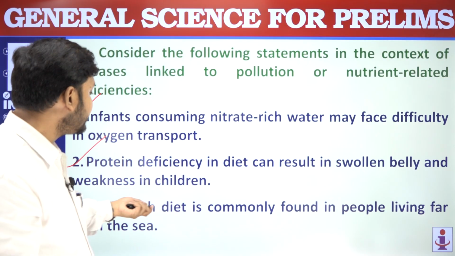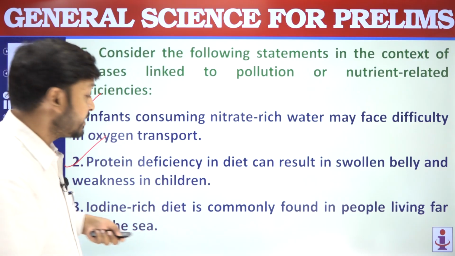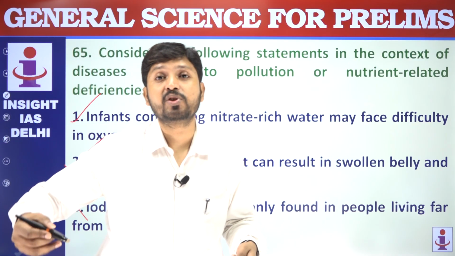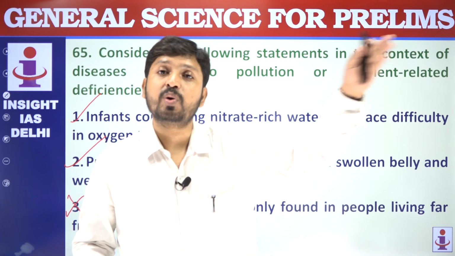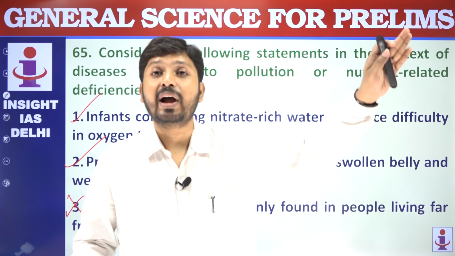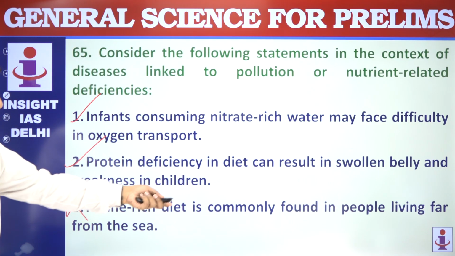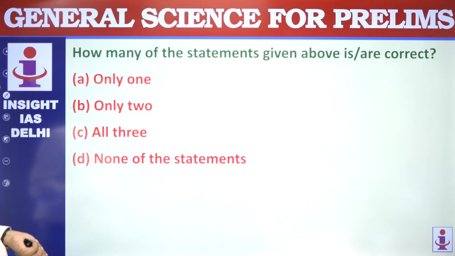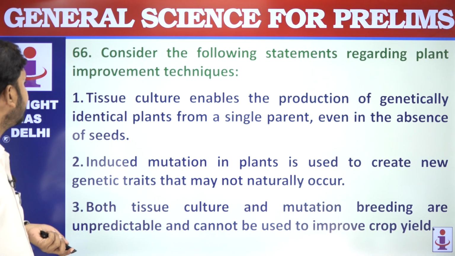And the next one, iodine rich diet is commonly found in people living far from the sea. No. This is a wrong statement, because the persons who are close to the sea will eat seafood, so iodine will be very rich in seafood, salt, all these things, so iodine will be fine. But those who are far away won't eat seafood, so iodine will be relatively lesser. But they have given the opposite. This is wrong. So, 1 and 2 are correct, 3rd one is wrong. So, only 2 statements are correct, they are asking correct. This one is the right answer.